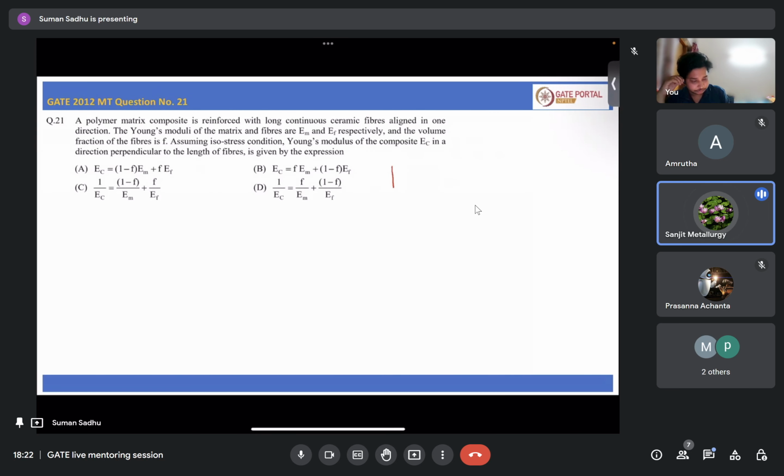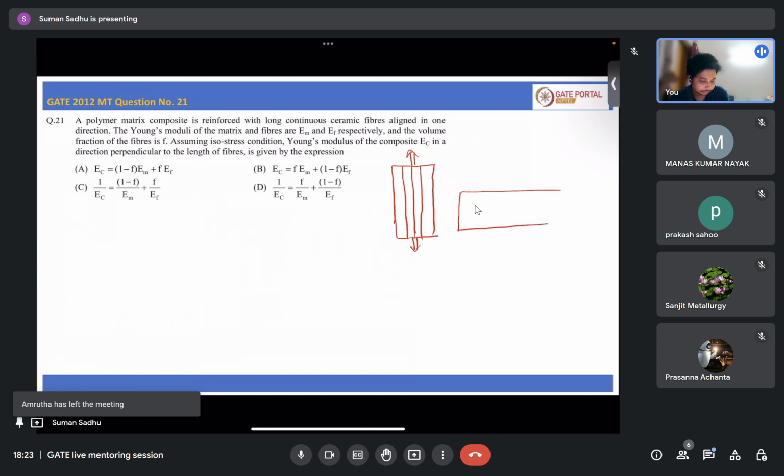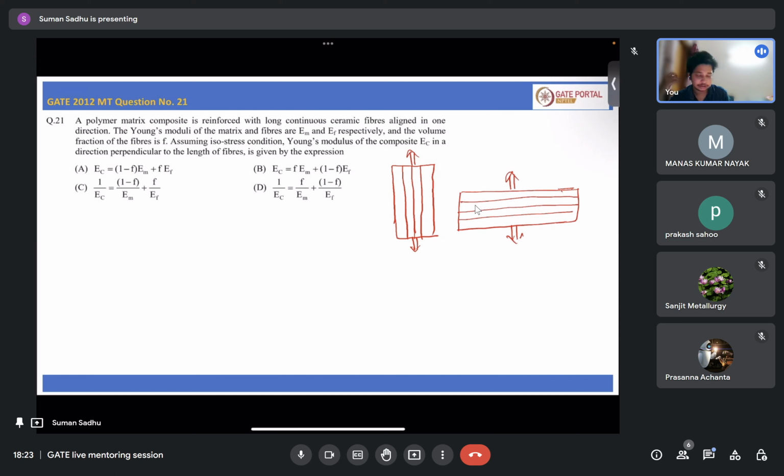Okay, let me first draw the assembly. Let's say this is your composite. In the polymer, there is a reinforced fiber. Now there may be two conditions. One is like this, which is the longitudinal direction, where you are loading in the longitudinal direction, and another situation may be like this, where you are loading in the transverse direction, right? So in the question it is mentioned, assuming isostress condition.